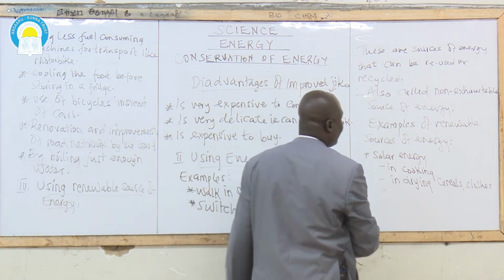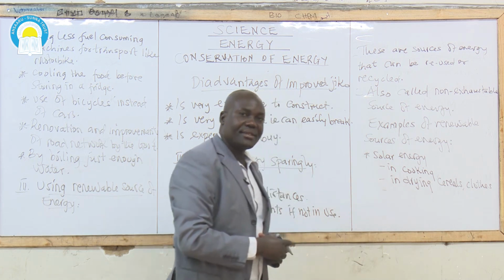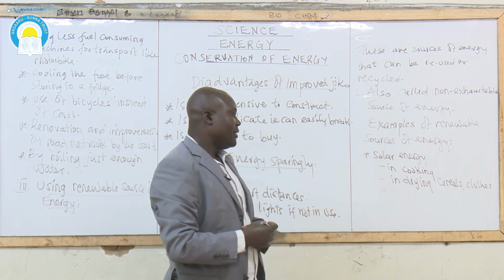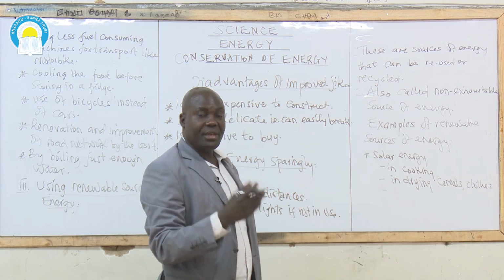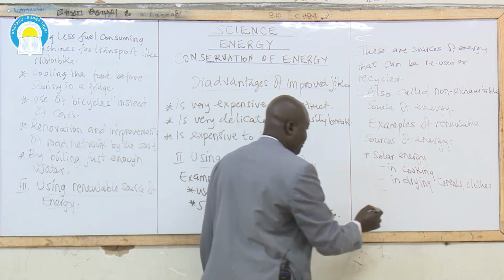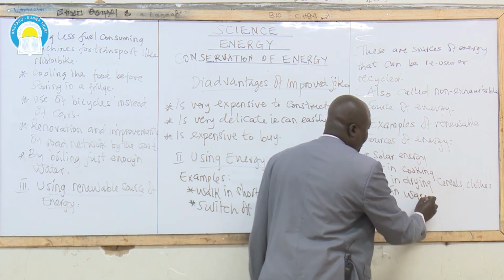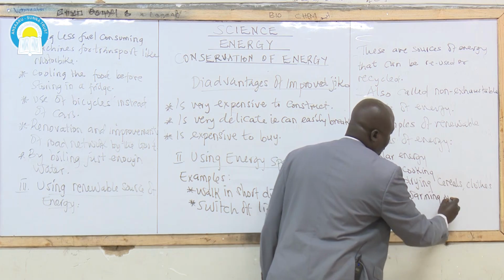So all these are the types of energy we can use from the sun: in cooking, in drying cereals, clothes, or even in warming or heating if you want.